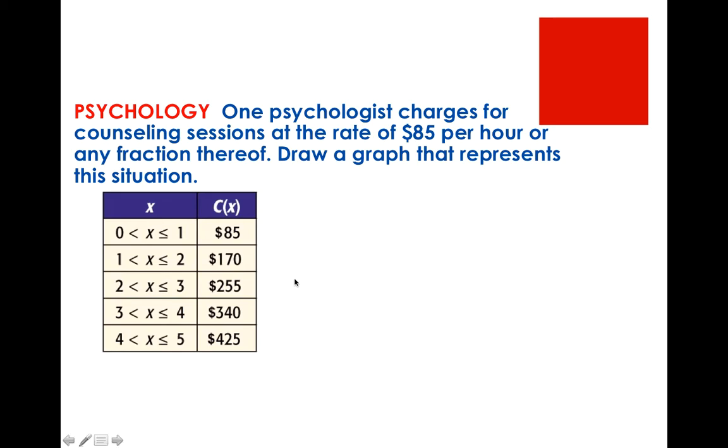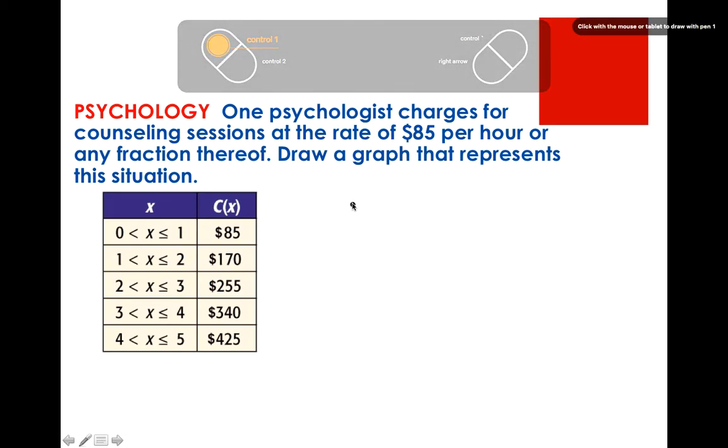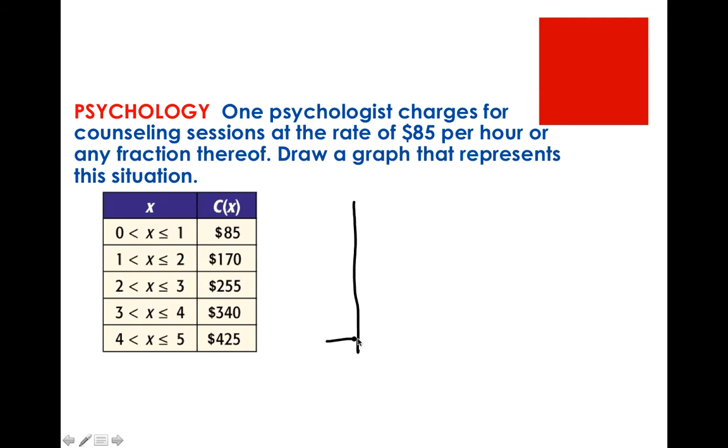If I say to you that you're going to visit a psychologist and they charge $85 per hour or any fraction thereof, and I ask you to draw a line to represent what's going on, you would have something like the following. First, you're just in the first quadrant. It doesn't make sense to leave the first quadrant. And from 0 to 1 hours, I'm going to put in $85 here. They're going to charge you the minute you get there all the way up to 1 hour.